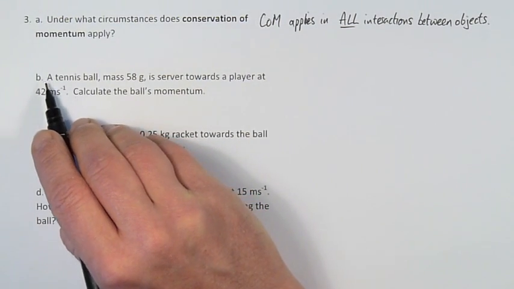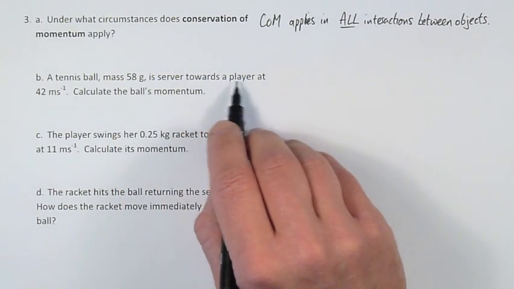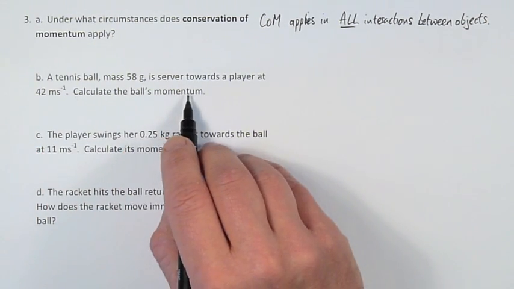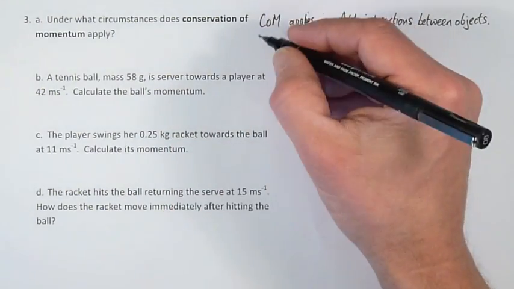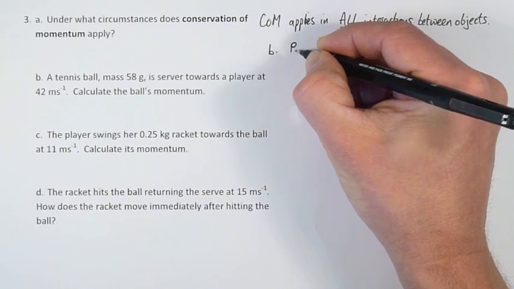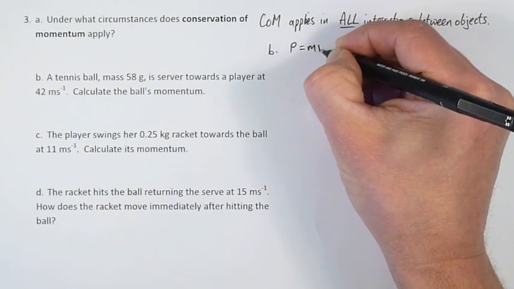Part B. A tennis ball, mass 58 grams, is served towards a player at 42 meters per second. Calculate the ball's momentum. Okay, so for part B, we're going to use the momentum formula. Momentum P is the mass times the velocity.